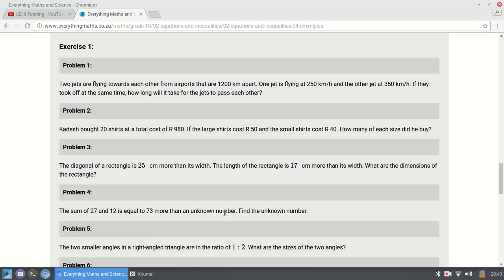So exercise 1. Two jets are flying towards each other from airports that are 1,200 kilometers apart. One jet is flying at 250 kilometers an hour, and the other jet is flying at 350 kilometers an hour. If they took off at exactly the same time, how long will it take for the jets to pass each other? Meaning, how long will it take for the jets to reach each other, essentially?